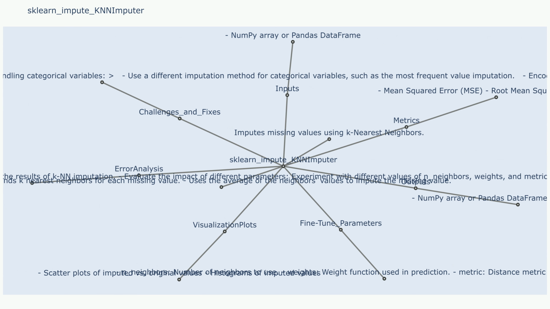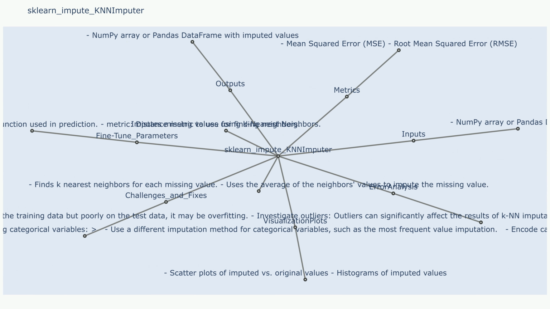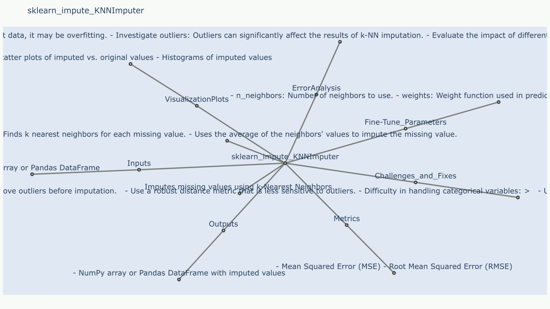Challenges and fixes. Challenge 1: high-dimensional data. The KNNImputer might struggle with datasets containing many features. Finding true neighbors becomes challenging in high-dimensional spaces, leading to less accurate imputations. Sample use case: a dataset with 100 features, where many features are irrelevant or have high correlation, causing the KNN algorithm to be less effective.